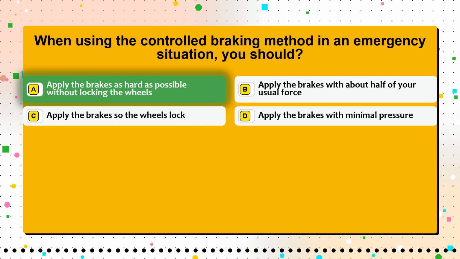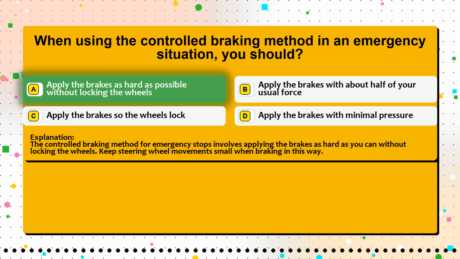The correct answer is option A. Apply the brakes as hard as possible without locking the wheels. The controlled braking method for emergency stops involves applying the brakes as hard as you can without locking the wheels. Keep steering wheel movements small when braking in this way.